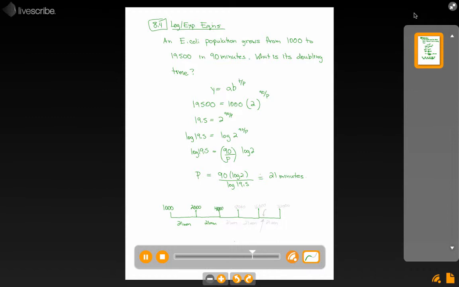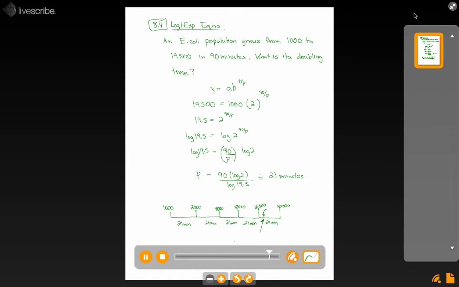After another 21 minutes, it should be at 8,000, double it again, 16,000, and notice altogether we've now gone 84 minutes. That makes sense, because if we tried to go another 21 minutes, that would be longer than the 90 given in the question, and we'd have a population bigger than what we had in the question. So given that the population is somewhere here, 19,500 bacteria, it makes sense that our time period was 90 minutes. It was a little more than 84, but definitely not quite as much as 105.